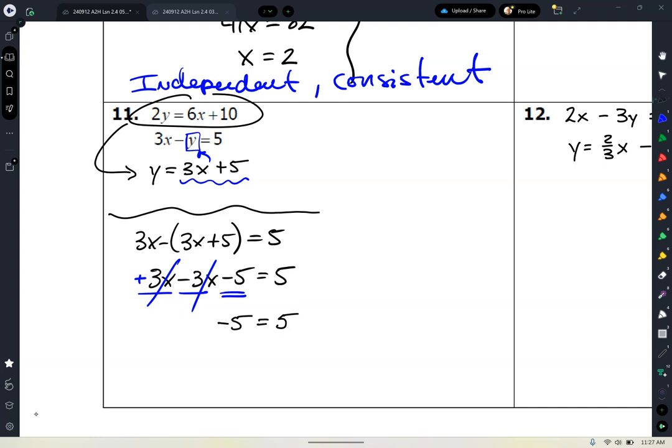Is that true? No. Yeah, it's not. That's an illogical statement, huh? Negative 5, owing $5 and having $5 is never going to be the same, right? So this is a false statement. And when our variables eliminate each other and we're left with a false statement, there is no solution. Classify it.